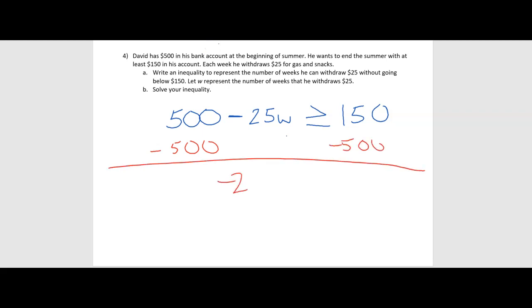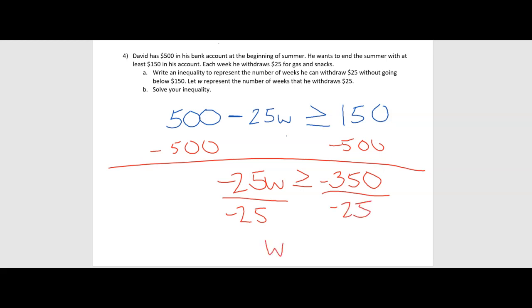That's going to give me negative 25. W is greater than or equal to negative 350. Then I'm going to divide by negative 25. Remember that if you divide by a negative number, you must switch or flip the inequality sign. So it's going to be W is less than or equal to negative 350 divided by negative 25, which is positive 14.